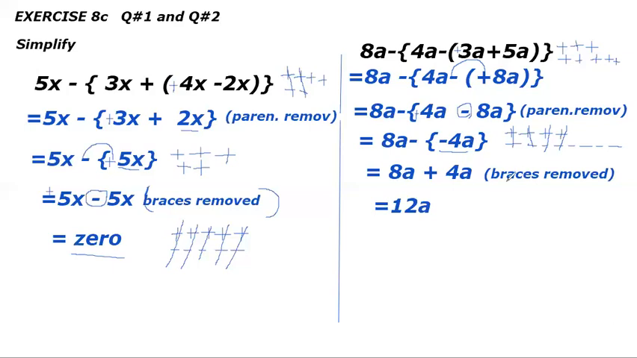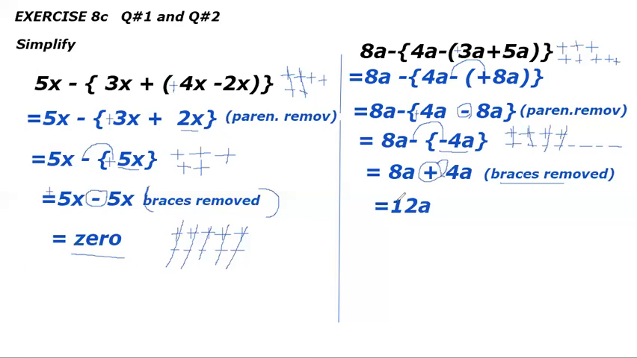In the next step, we have to remove the braces. When we remove the braces, this negative 4a will be changed into positive 4a. Why? Because the braces mean multiplication. When negative is multiplied by negative, it gives us a positive sign. Now we will remove the braces.